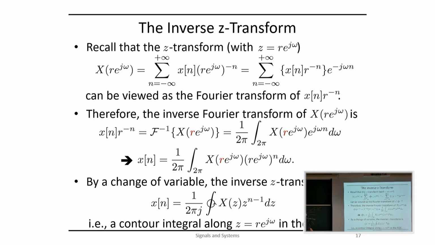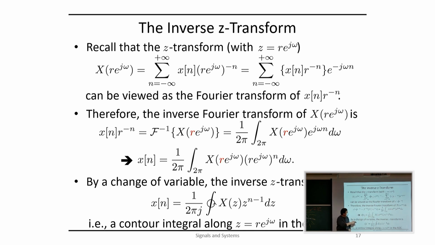Okay, so if you recall, for the Z transform, if you let z be equal to r times e to the j omega, the Z transform can be written in this form, which is basically the discrete-time Fourier transform of x of n times r to the minus n. So you can view this Z transform as the Fourier transform of this weighted sequence x of n times r to the minus n.